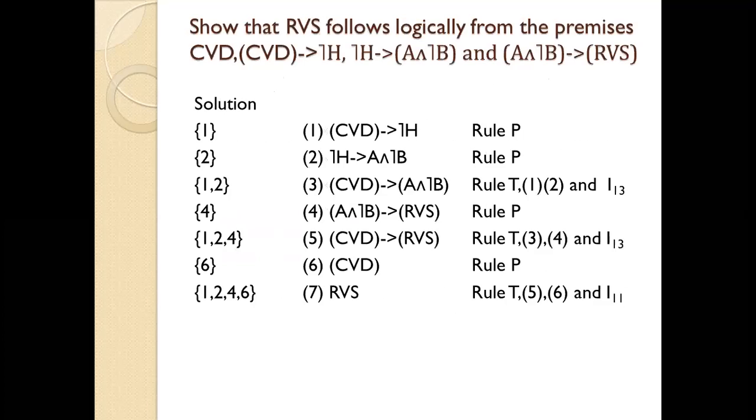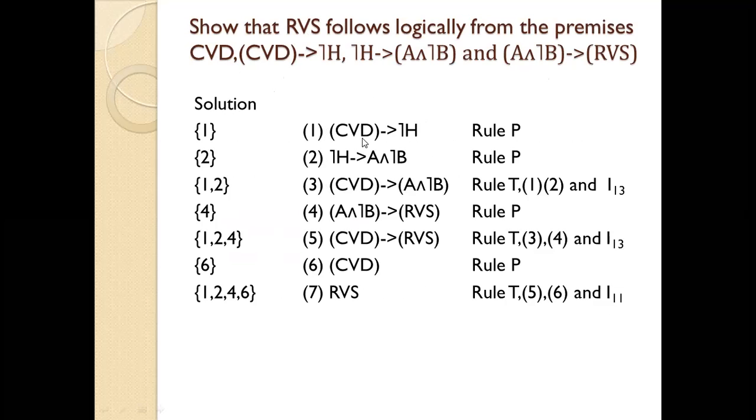Okay. Now let's see how many premises are given to you and what is the validity you need to check. We need to check the validity of R or S. How many premises are given? 1, 2, 3, 4. So we'll say this is rule P, this is rule P, this is rule P, this is rule P. So we number over here 1, 2, 3, 4, 5, 6, 7, and these are the rules which are applied.